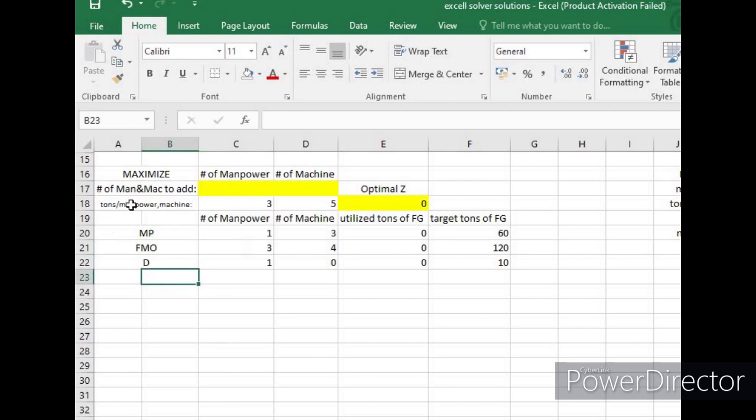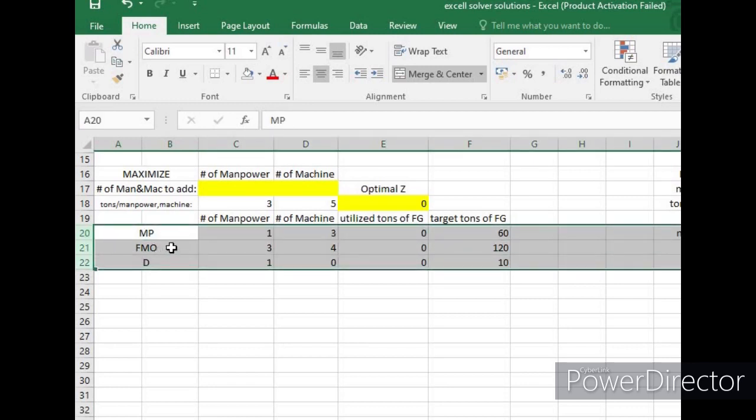Okay, so tons per manpower machine. Here are the equivalent tons per manpower and machine, and this is the optimal Z. This one is for constraint 1, constraint 2, and constraint 3. So these three are different processes, as you recall in the problem.